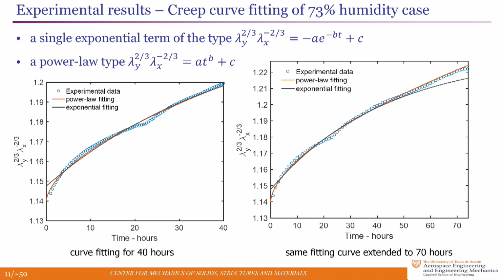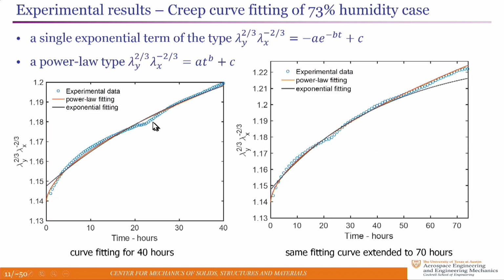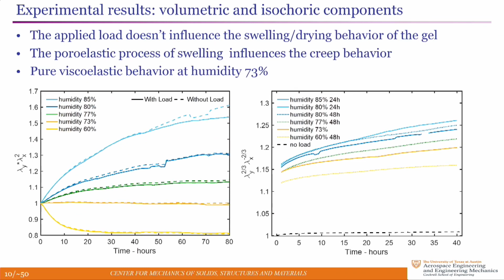It's a power law creep, basically. If you take all of these creep curves and try to fit them, a power law fits them the best. Multi-exponentials can do the same job, but not effectively. A single power law expression like this captures the observed response over a time span of about 80 hours or so. So we think that the creep is occurring as a power law process. And at this particular level of humidity, 73%, there's no swelling, there's only creep. That's the pure viscoelastic response, unadulterated by the moisture diffusion process into it.